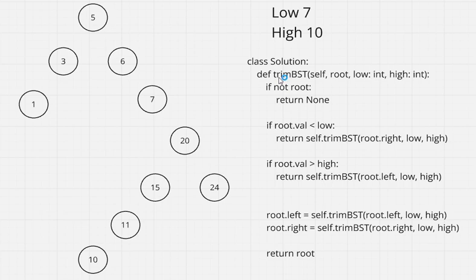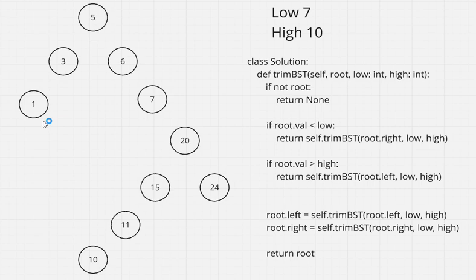Everybody. Let us reverse engineer this solution for the trim binary search tree, which I struggled to get the answer for. So I'm breaking this down so that I can understand how the solution works. For this question, we're given a low and high: any number that's below 7 or above 10 must be removed, leaving only those between 7 and 10.